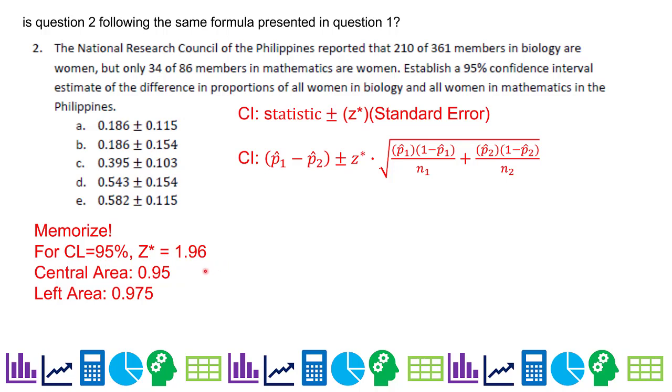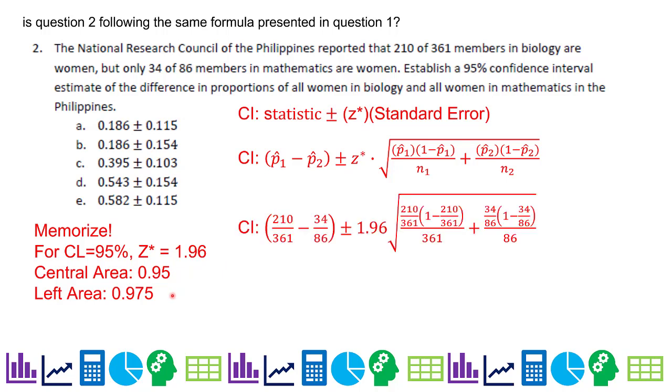It's 1.96. Now, if you're using your calculator, remember your central area would be 0.95, and your left area would be 0.975. So we have the 1.96 here, and we put in all these values, and then we pretty much just go ahead and calculate, and we get 0.186 plus or minus this times that number right there, or 0.115. I'm also going to show you how to do a confidence interval on the calculator.